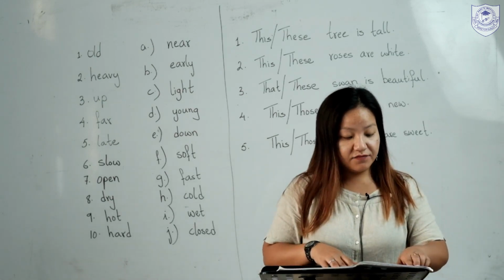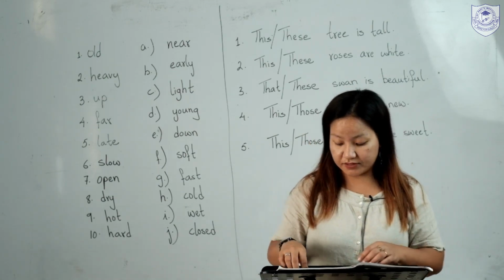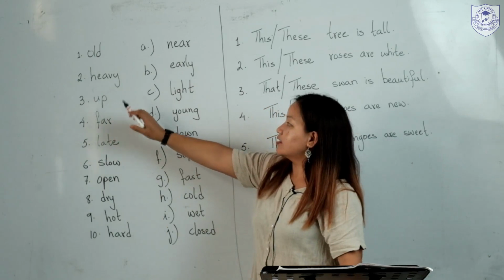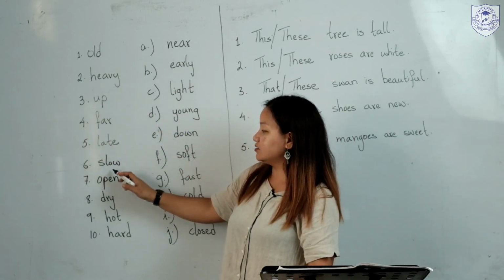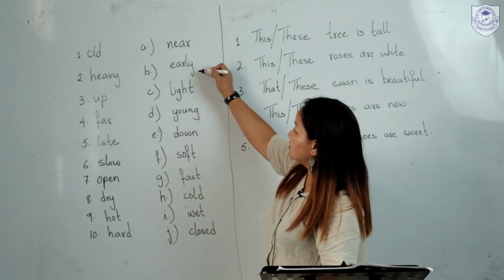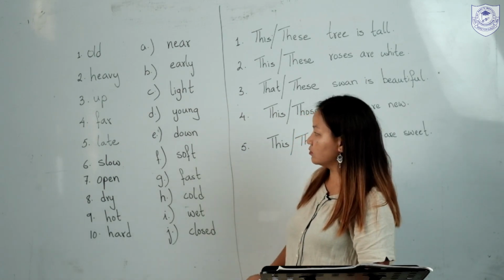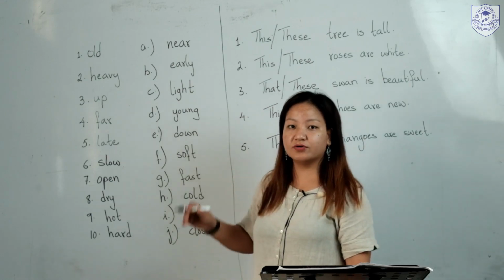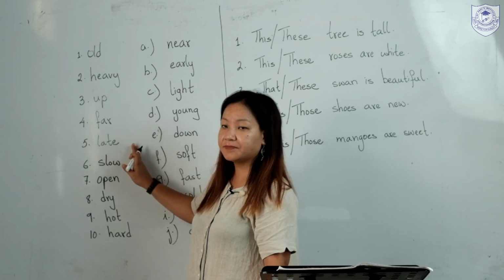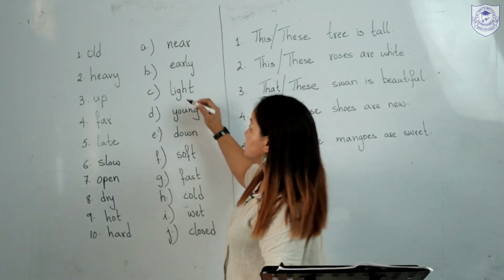And then if you look at B, match these adjectives to their opposites. I have written this down here on the whiteboard. If you look at the whiteboard here: all, heavy, up, far, late, slow, open, dry, hot, hard. And then near, early, light, young, down, soft, fast, cold, wet, close. Now what we are going to do is find the opposite word of the words written on the left side, all right? So the opposite of all will be here, right? Young. So you match it like this.